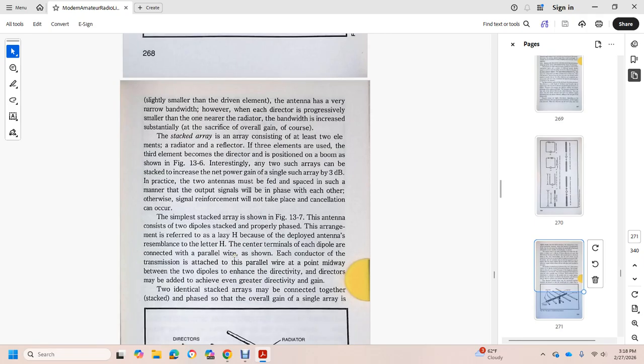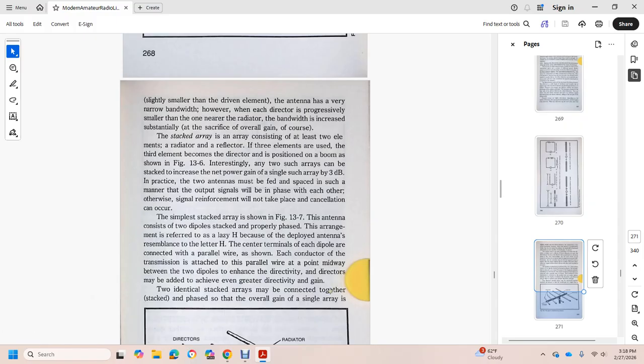Similarly, the stacked array shown in figure 13 consists of two dipoles with the phase properly arranged, referred to as the lazy H because the deployed antenna resembles the letter H. The central terminal of each dipole connects to the parallel wire, shown with the transmission line attached to the third parallel wire point midway between the two dipoles, which gives directivity, and the directivity can be made even greater to achieve a higher gain.